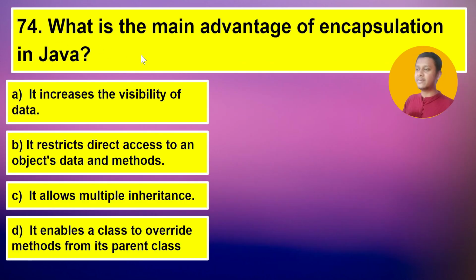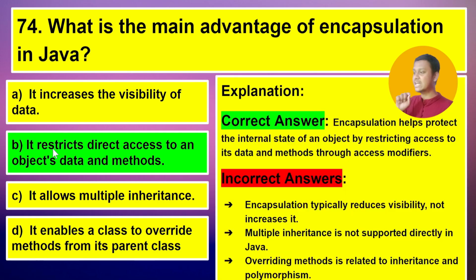What is the main advantage of encapsulation in Java? Option A, it increases the visibility of data. Option B, it restricts direct access to an object's data and methods. Option C, it allows multiple inheritance. Option D, it enables a class to override methods from its parent class. So the correct answer is option B, which is it restricts direct access to an object's data and methods.